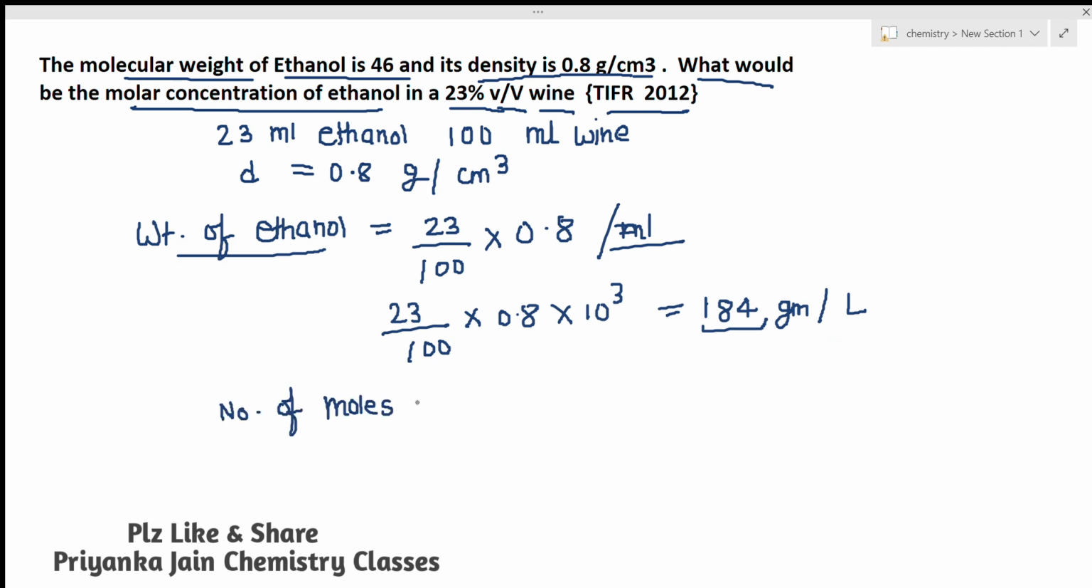So what you have to do? Just divide it by its molecular weight. 184 divided by, you have given the molecular weight that is 46. So you will get 4. It means the solution is 4 M. 4 molar solution you have given, right? This will be the answer.